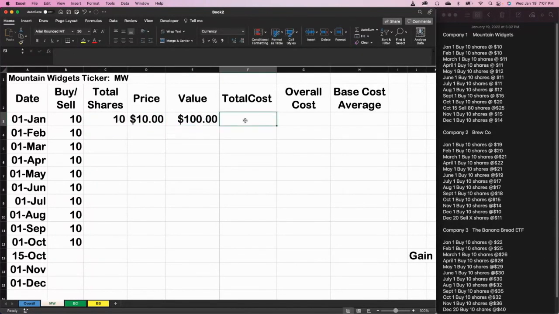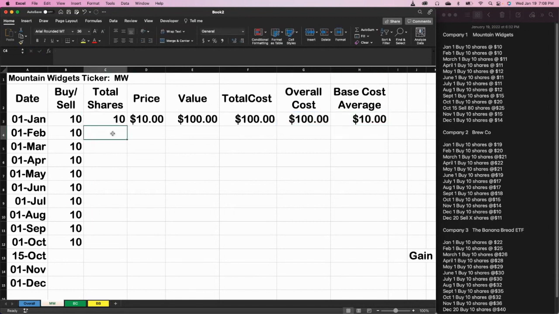The total cost is equal to the price times, not the total shares, but the number you bought at that time. So that gives you $100. And your overall cost, in this case, we'll just put in $100 because that's how much we spent. Now our base cost average, this is the number we use to calculate our capital gains and our capital losses with. So it's a very important number. It's actually equal to your overall cost divided by your total number of shares. So $10 in this case.